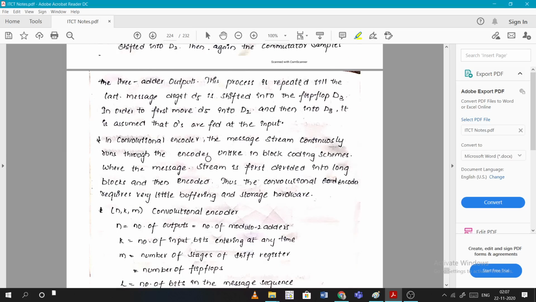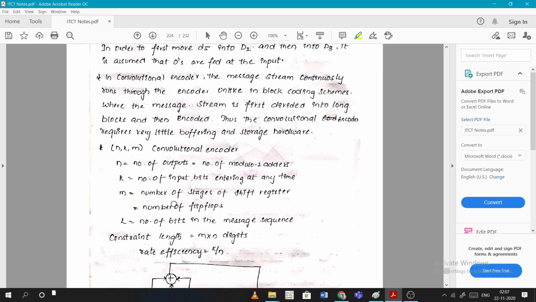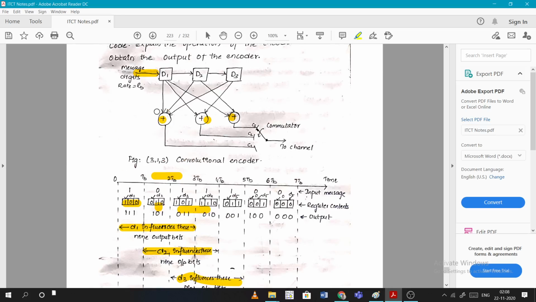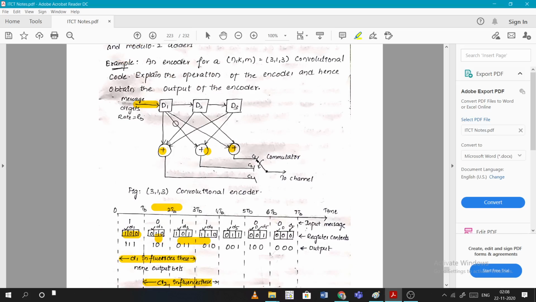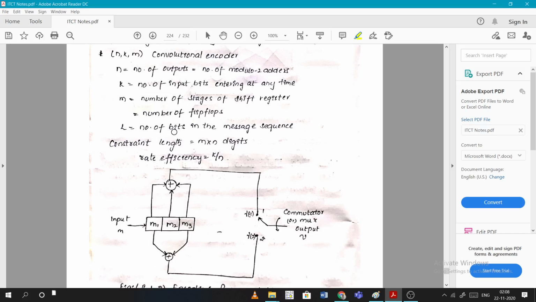You understand, right? The number of stages is the number of flip flops, and m is the number of flip flops. Here the number of flip flops is 3, that's why 3. And I also told you, for a particular input we need to see L, the number of bits in the message sequence. Here k is not the number of bits. L is the number of bits in the message sequence. So the constraint length is mn, and the rate efficiency is k by n.